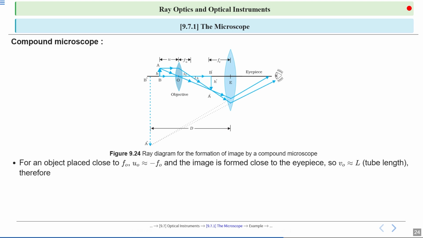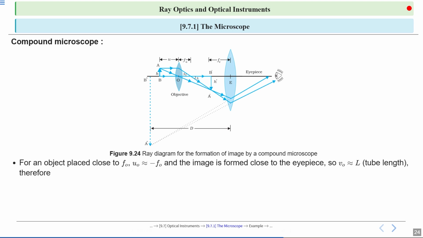Okay, so when we consider the object distance to be at the focus of the objective, nearly equal to the focal length of the objective lens, then the image is formed near the eyepiece. Or we can say the image distance in this case will be equal to the tube length. Tube length is the distance between objective and eyepiece. So if the object is placed near the focus of the objective lens, then the image will be formed near the eyepiece. That means the image distance will be nearly equal to the tube length.